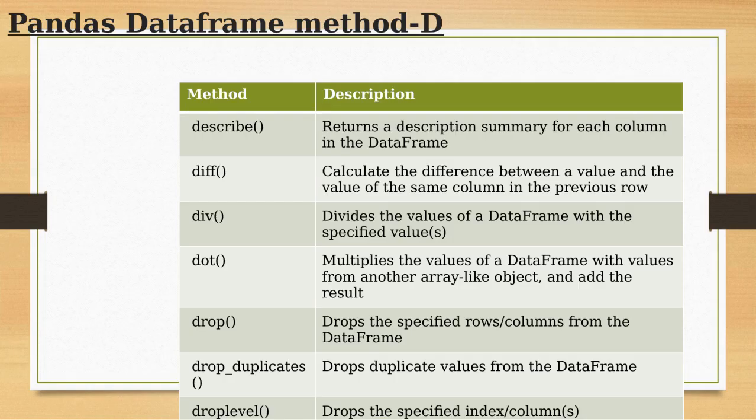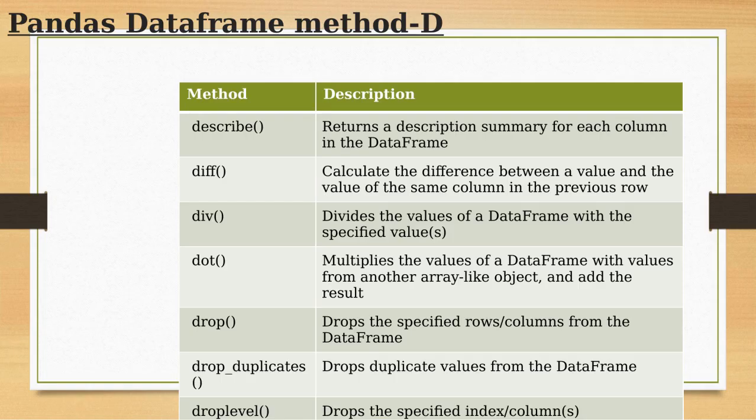Div performs element-wise division of data frame values by a specified value, series, or another data frame. Dot calculates the matrix product between a data frame and another data frame, series, or array. It is commonly used in linear algebra and machine learning calculations.